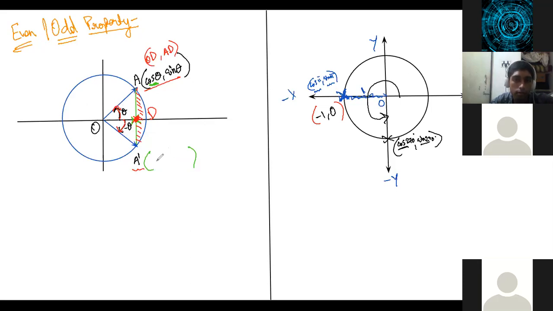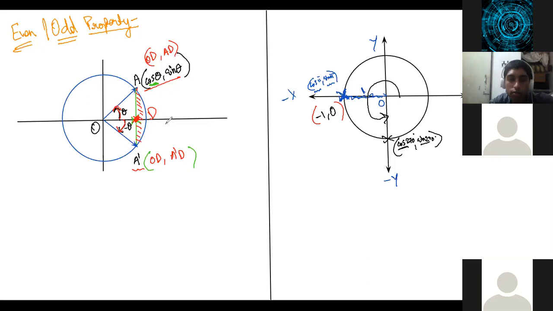OD comma minus A dash D. Very good. Right till here. This will be OD comma A dash D.